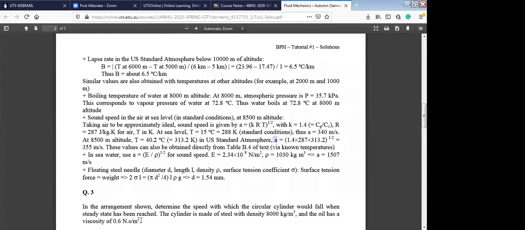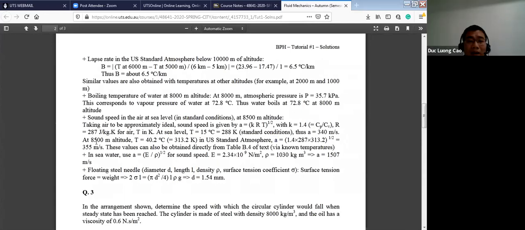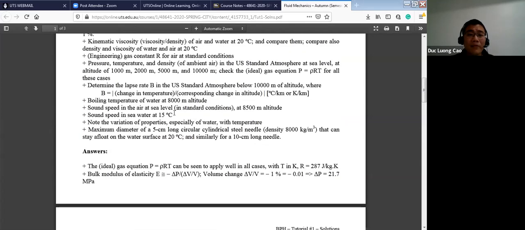The table says minus 36. Oh, 8.5? Okay, yeah, 8.5. It's minus 40.2. So you can find the sound speed by yourself. It's smaller than 340 meters per second at sea level. That's the sound speed in the air, and next, sound speed in the seawater.